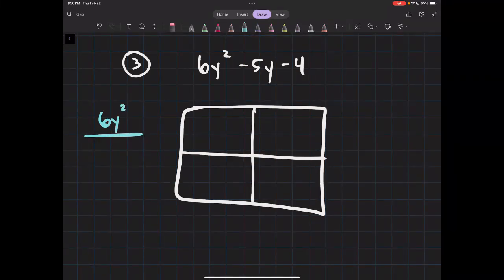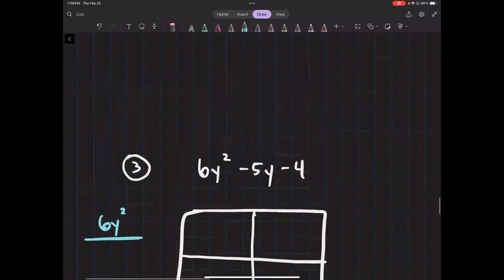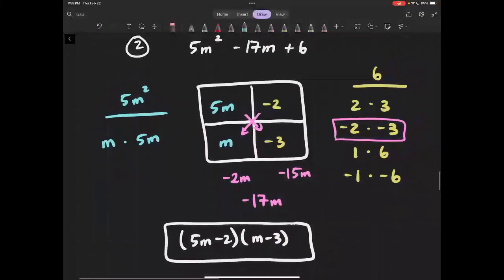So for 6y, what's your question? Oh, like this? It does not matter now. I can put it in any order I want. The arrangement of this will depend. Okay. So this one I just chose to put 2 and 3. I could have put 3 and 2.